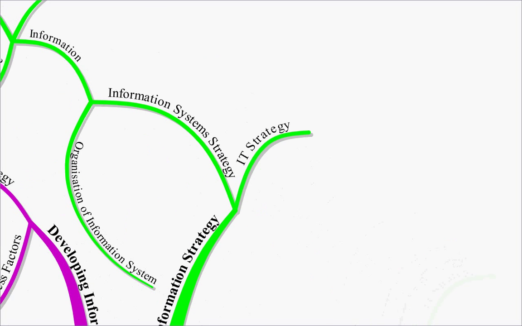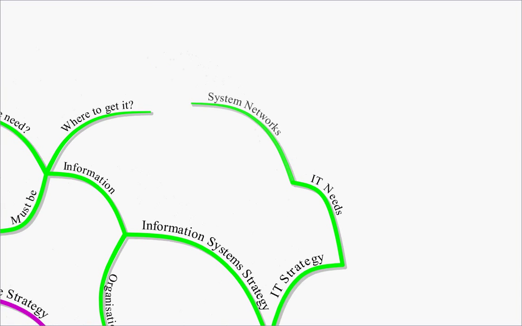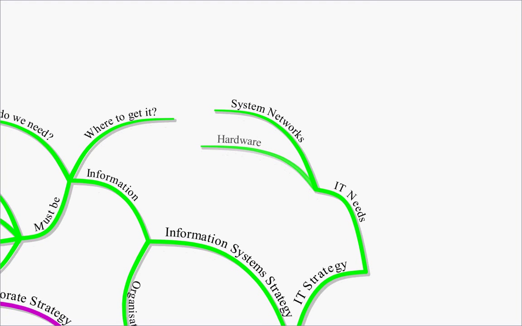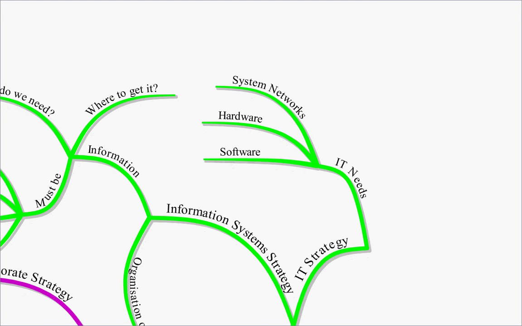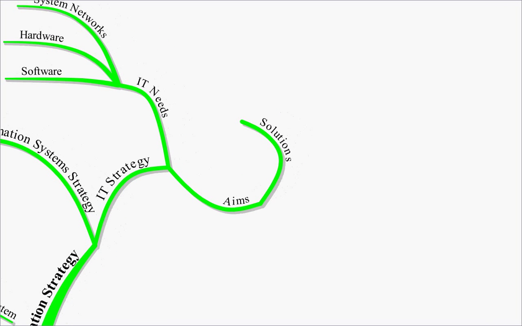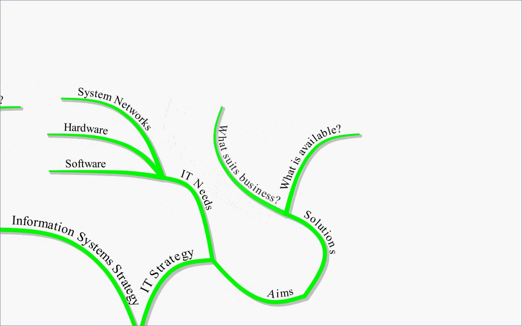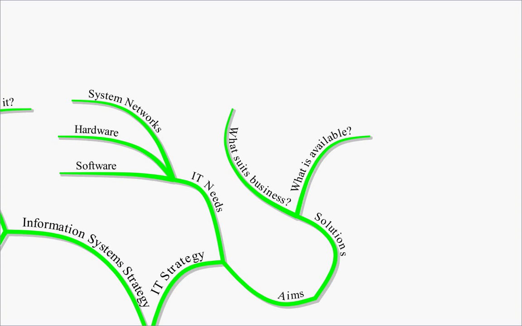The second element is our information technology strategy. This assesses our IT needs. Things like system networks, the hardware, the software within the business. The aims of our IT strategy are to provide solutions. We need to say what is available in terms of IT to make the business more efficient, and what suits the business, i.e. is it suitable, should the business be implementing it. So that's our information technology strategy.